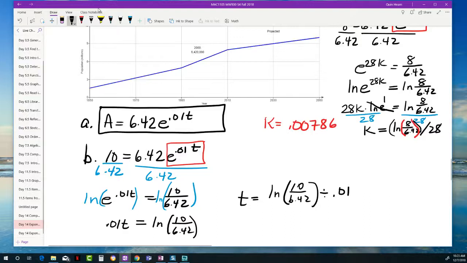Natural log, the parenthesis opens automatically, 10 divided by 6.42, close parentheses, divided by 0.01. So we get t equals 44.3 years.